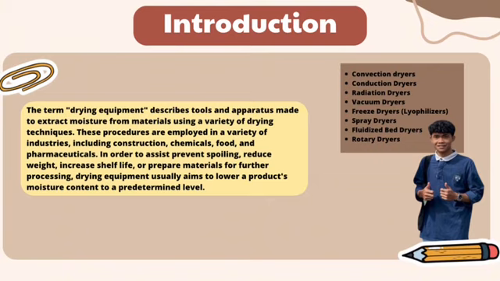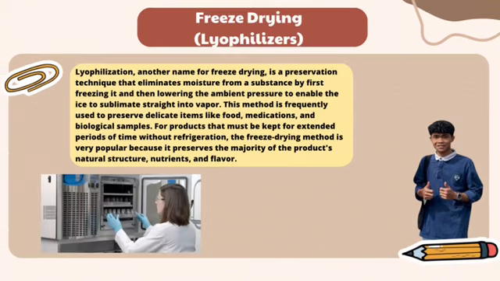There are 8 types of dryers, which are convection dryers, conduction dryers, radiation dryers, vacuum dryers, freeze dryers, spray dryers, fluidized bed dryers, and rotary dryers. For this video, we will talk about freeze drying, or lyophilizer.